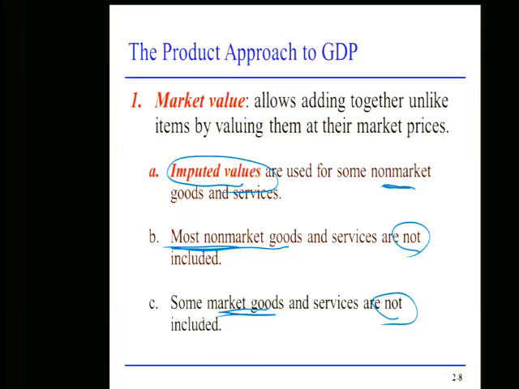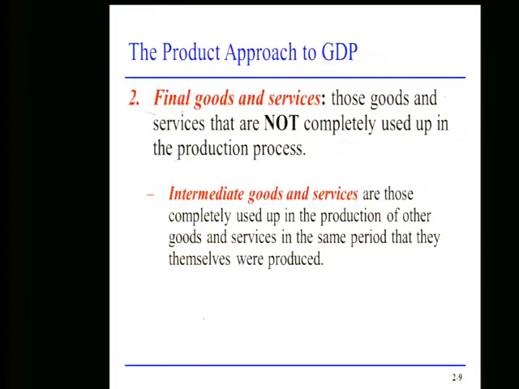Okay? So again, market value is important. We've got the price. We can attach it to the quantities, but we have to be careful about what prices we're actually looking at. But that gives us our market value. The next thing we need to do is look at final goods and services. Now, this may have been one of those topics that confused you when you were taking Econ 1, the difference between a final good and an intermediate good.